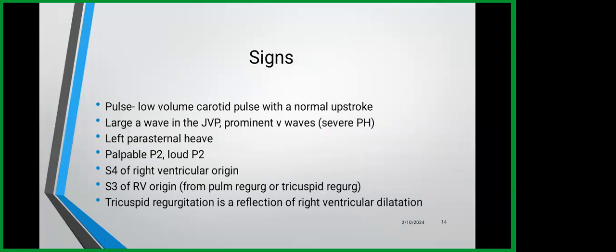Okay, so the pulse, they have a low volume carotid pulse with a normal upstroke. They may have an A wave in the JVP, or maybe large. V waves are prominent in severe pulmonary hypertension. They have a left parasternal heave, right ventricular hypertrophy. P2 may be palpable, it will be loud. They have a right ventricular S4. You hear the S4 more at the left lower sternal border. Then if you have tricuspid regurgitation, they may have an S3 of right ventricular origin.